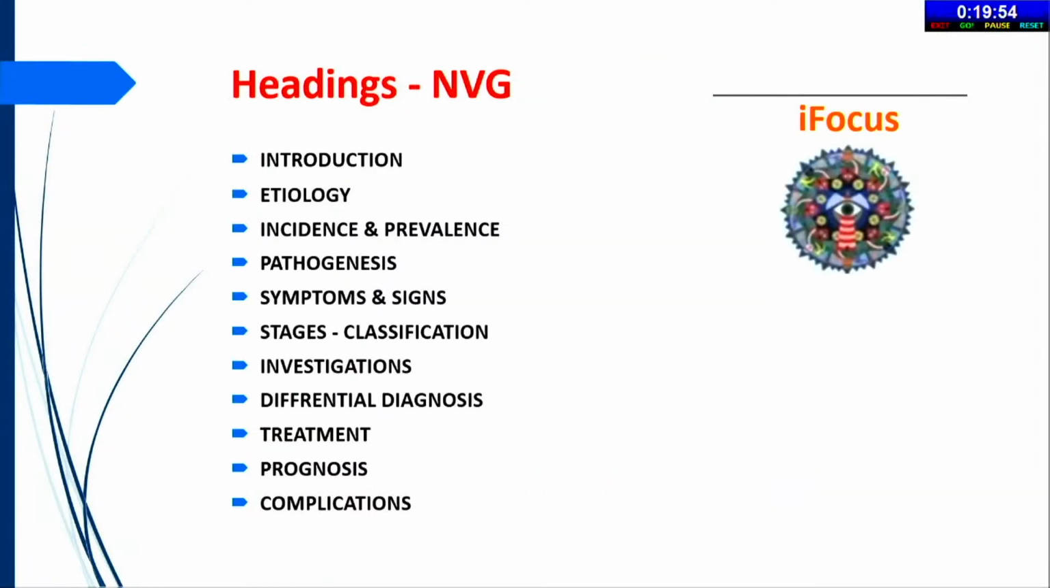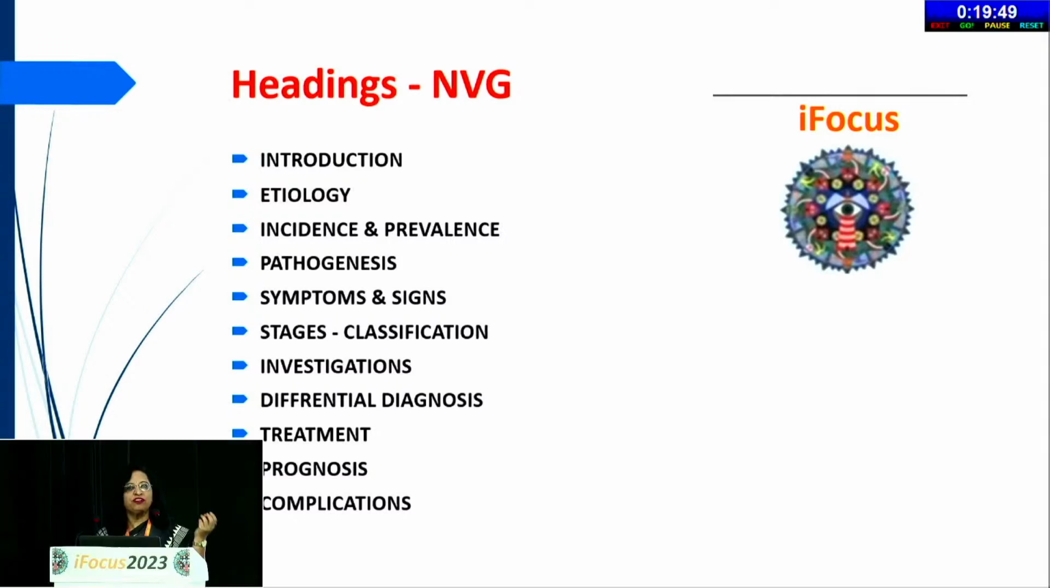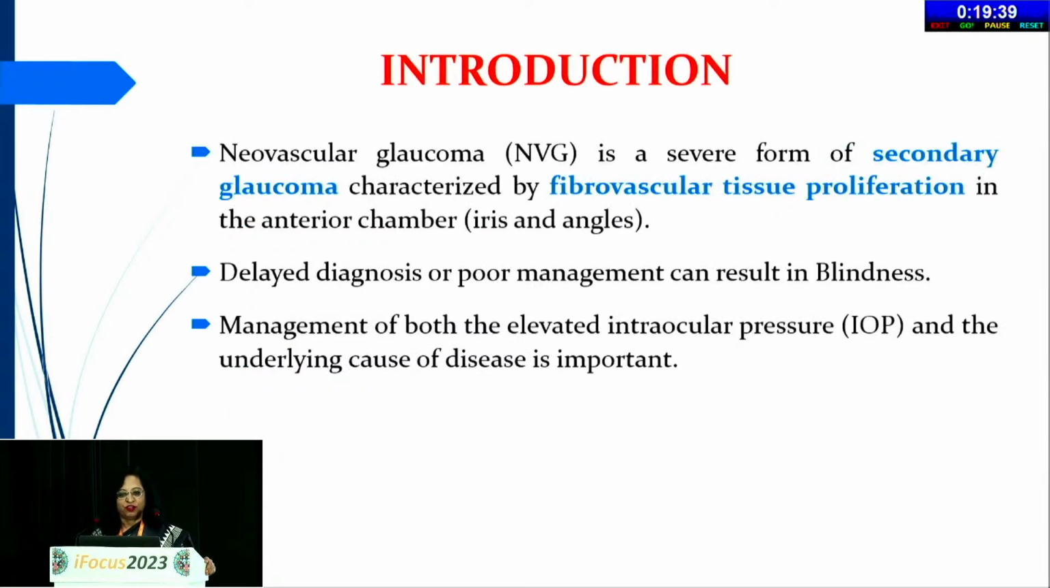If in exam, theory, or anything, if you want to remember, you should divide the topic into various headings. When you have smaller headings, probably you can remember the topic very well. So these are the subheads under which I am going to talk about neovascular glaucoma.